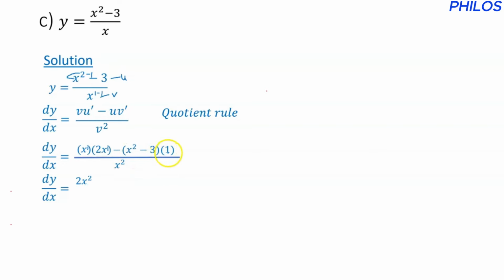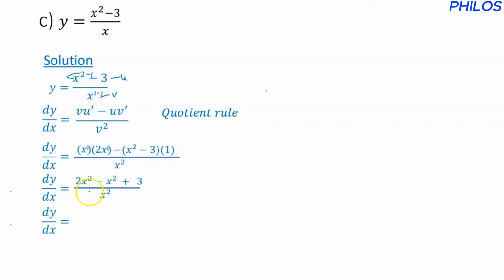Then 1 times x squared will give you the same x squared, times negative, that will make it minus x squared. And then 1 times negative 3 will give you negative 3. And there's a minus here, so this negative times this will make it positive 3, all divided by the denominator x squared.